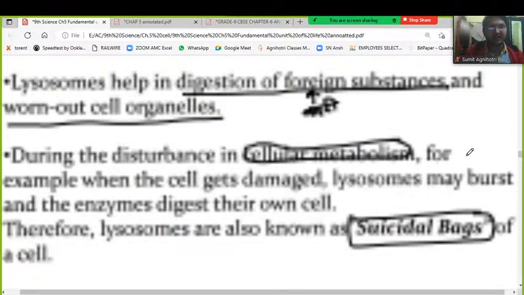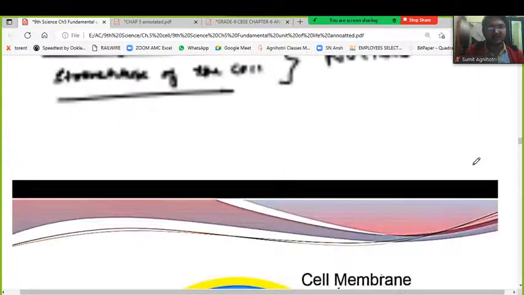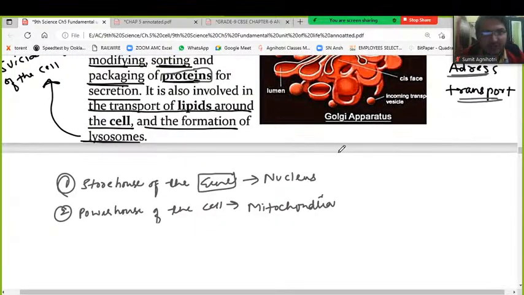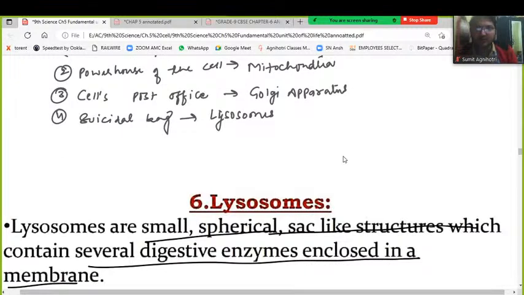Now I want you to write about this protein factory. Here I was writing protein factory. If someone asks, which organelle is the protein factory? Tell me. Ribosomes are. Oh, ribosome.